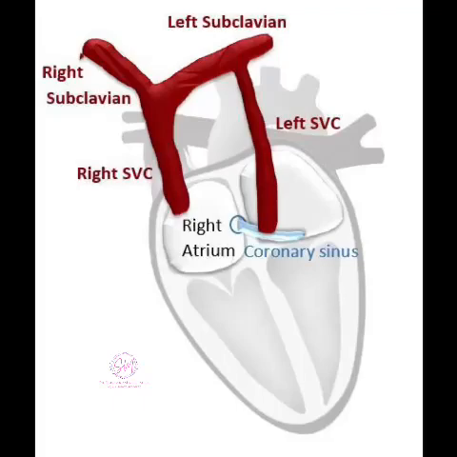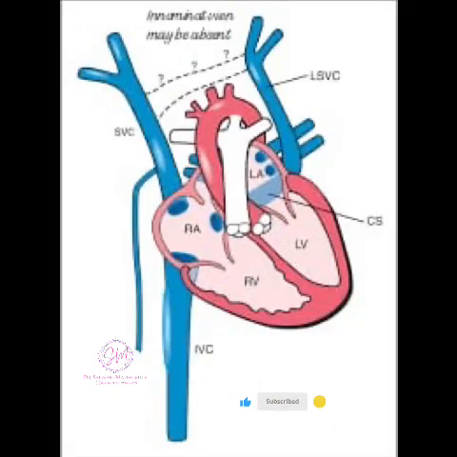Hello, today's topic is left superior vena cava. Well, we all know the right superior vena cava drains into the right atrium, but it's a congenital anomaly when the left superior vena cava persists and drains into the coronary sinus usually, and through the coronary sinus it connects to the right atrium. So here persistence of left superior vena cava is an important finding which we must identify by echocardiography.